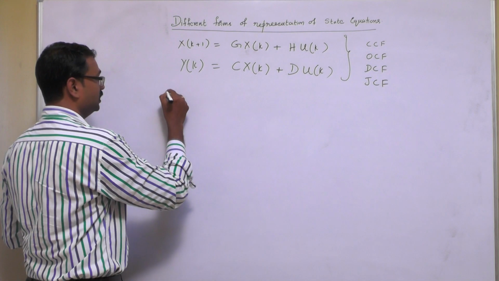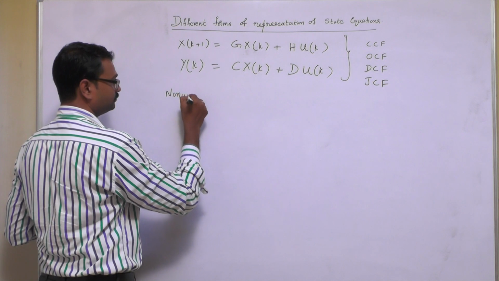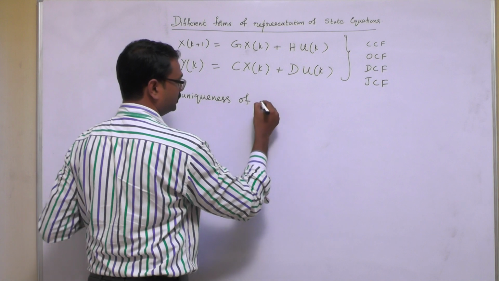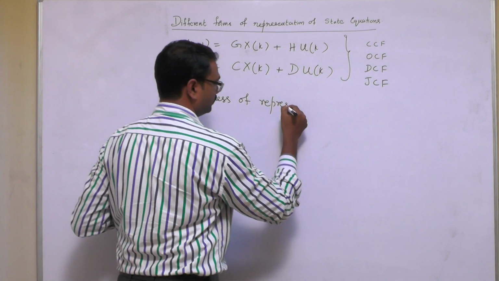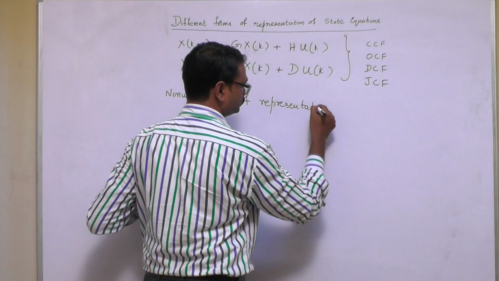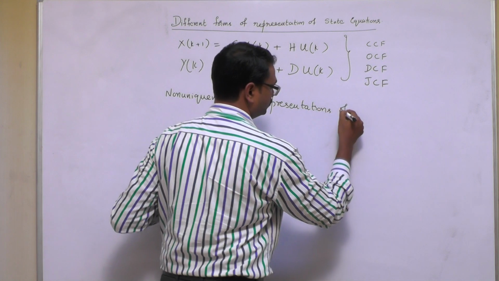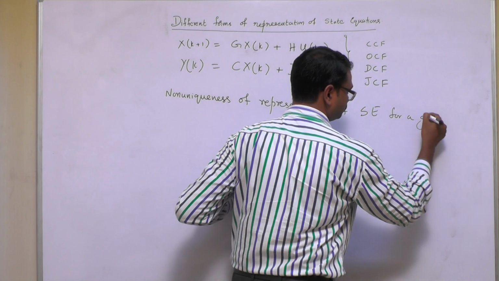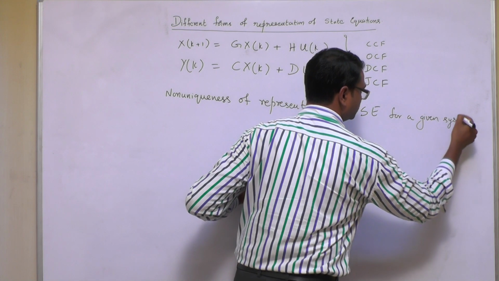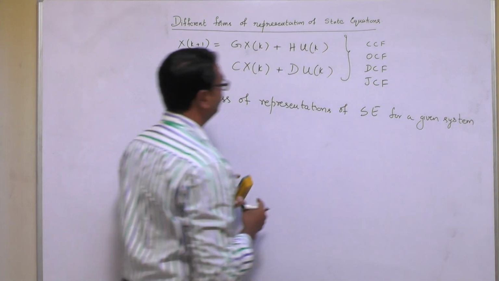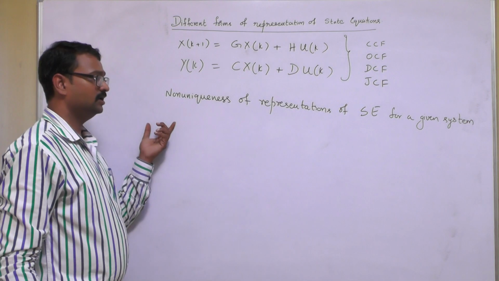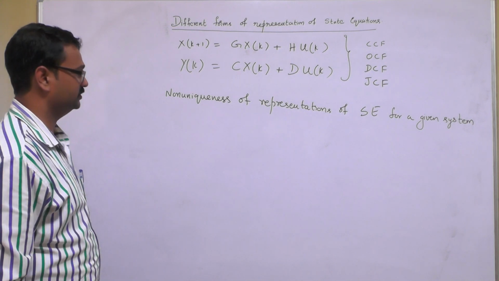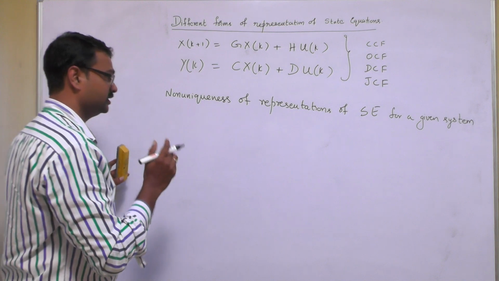So you can call it as non-uniqueness of representations of state equations for a given system. So anybody can design any form of representing state equations. Not a single method is available. You can get different types of state equations for a single system.